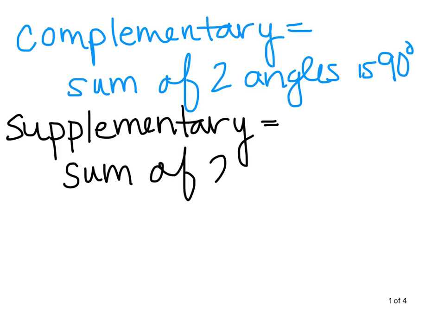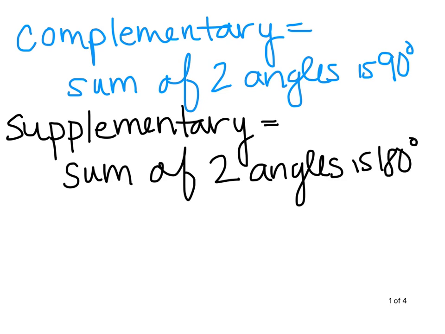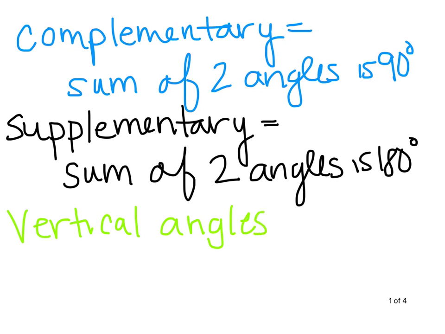Perfect. The sum of two angles is 180 degrees. What about vertical angles? Vertical angles have the same measure. Good. Awesome.